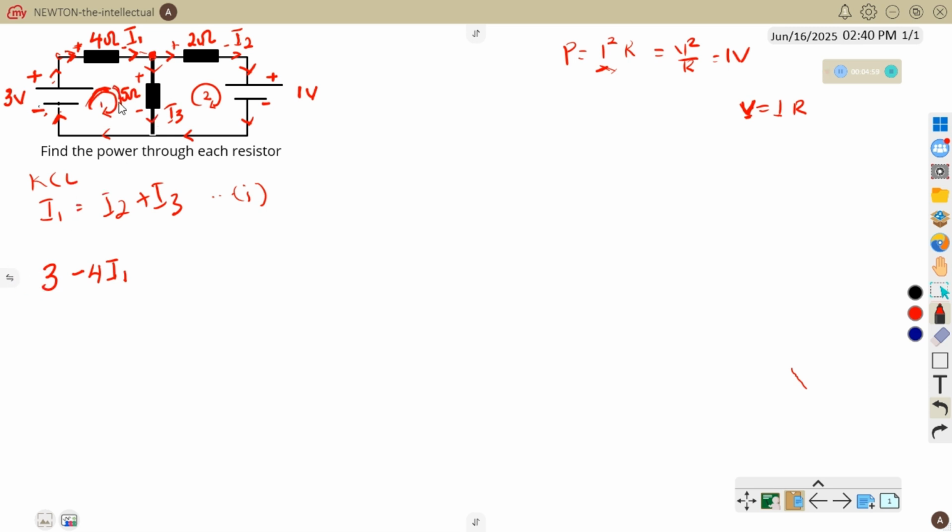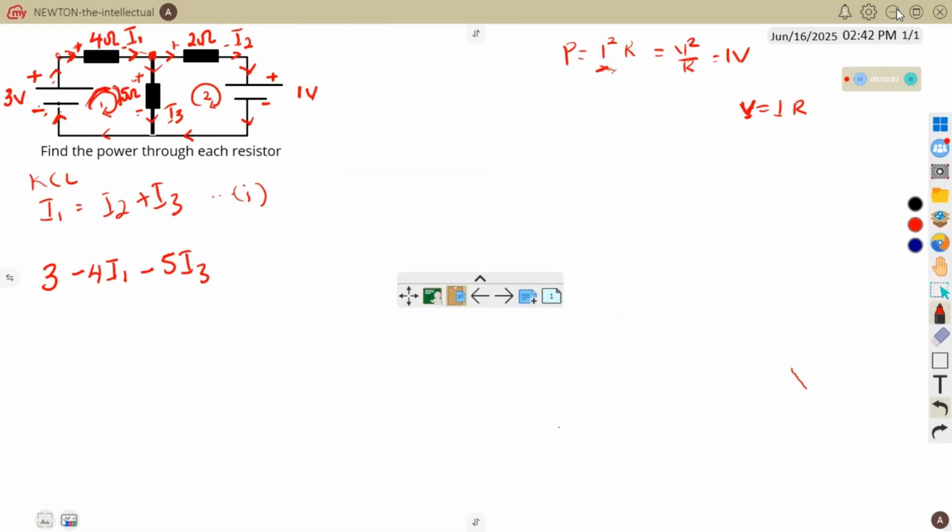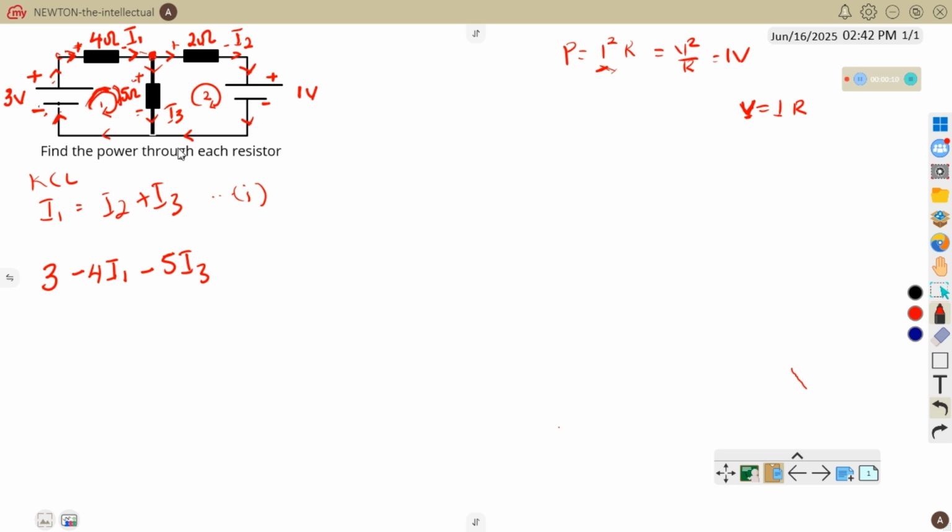So now here we're moving in this direction. All right, so we have this 3 minus 4I1 minus 5I3 is going to be equal to 0. So let's rewrite this. So we have 3 is equal to 4I1 plus 5I3. So this one is our equation 2. So now let's go to the second loop.